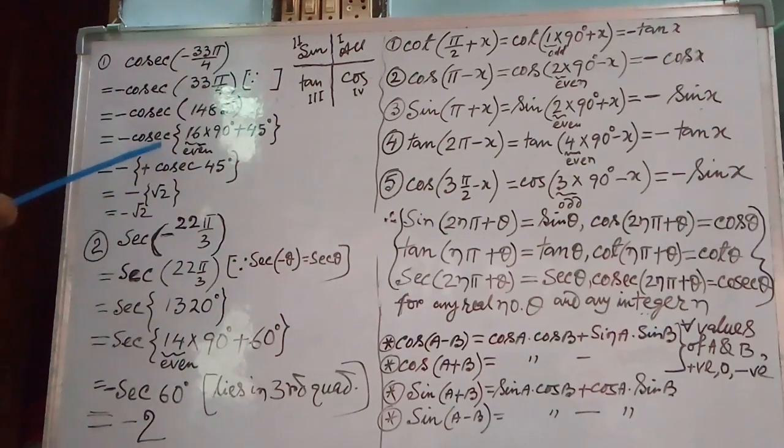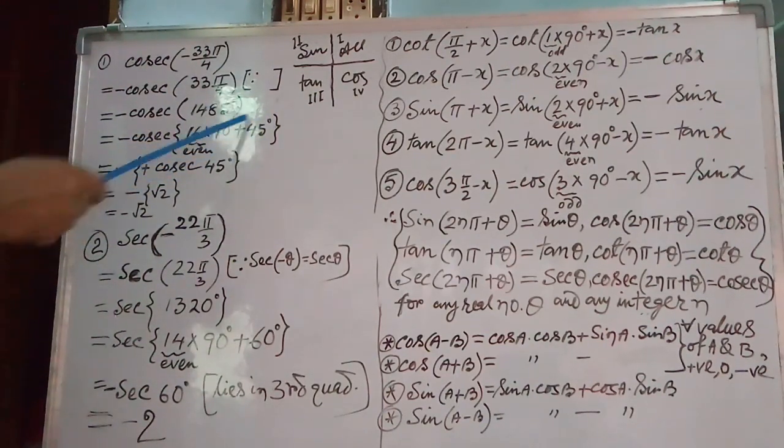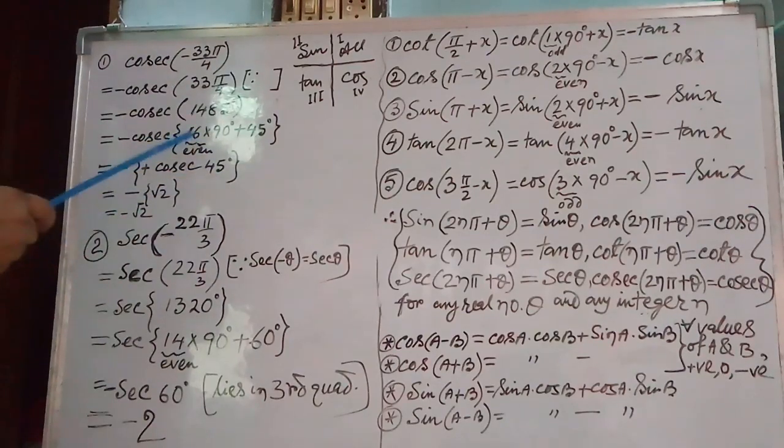Now here it is cosec of 16 into 90, so it is an even number. So cosec will be cosec, it will not be changed. And you have to put this angle, cosec 45 degrees.